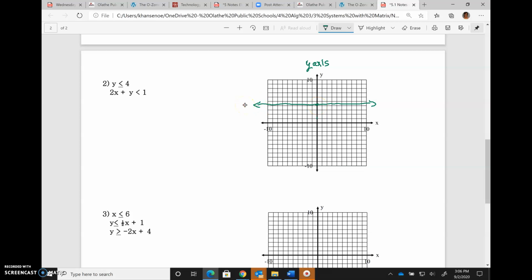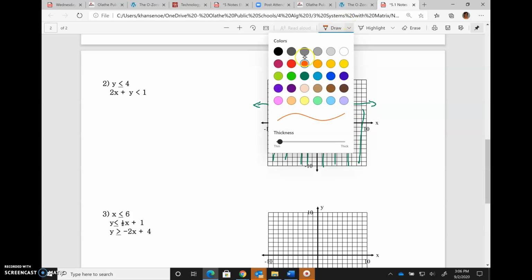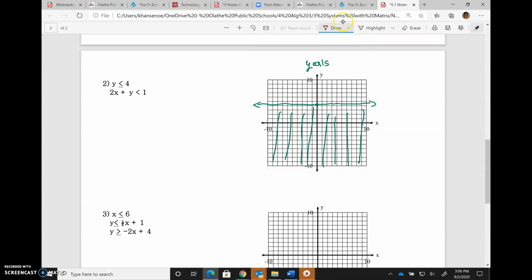It says y is less than, so where are all the y's less than 4? Down. Okay. Then let's do the next one. So I have to solve for y. So I'm going to subtract a 2x from both sides. And this cancels. I get y is less than negative 2x plus 1.